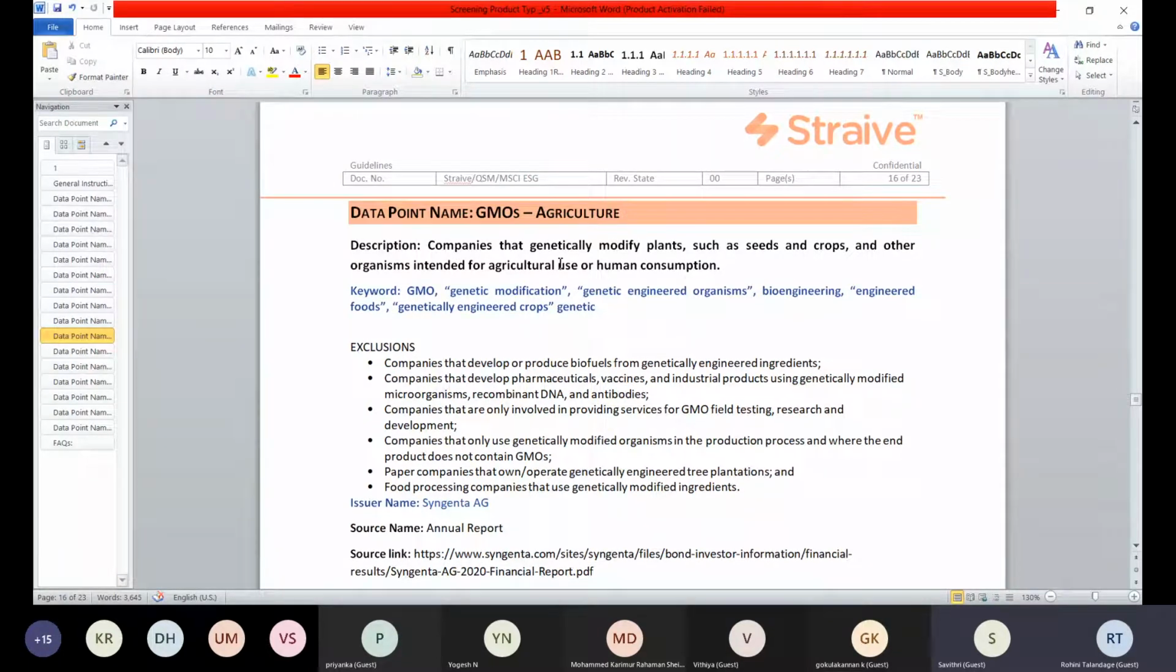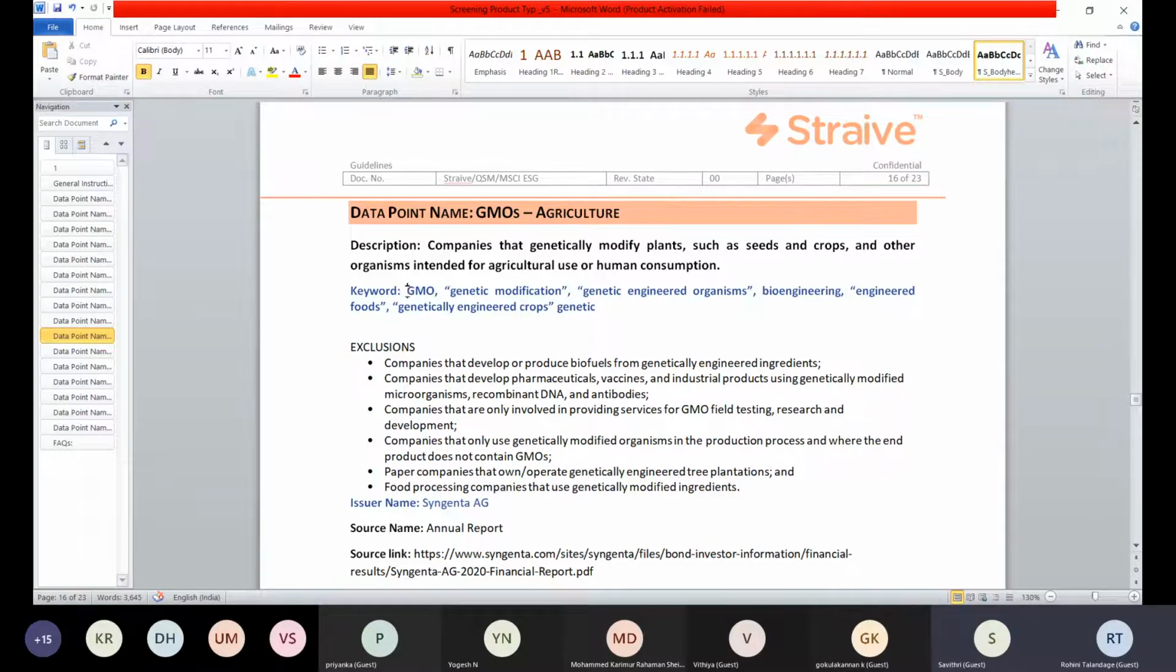Genetically modified agriculture. Okay, now GMOs in agriculture, we have this as the next data point. What is this? Any companies that genetically modify plants such as seeds, crops and any other organism which are intended for agricultural use or for human consumption. In that case, if any company is involved in this activity, then we have to mark it as yes.